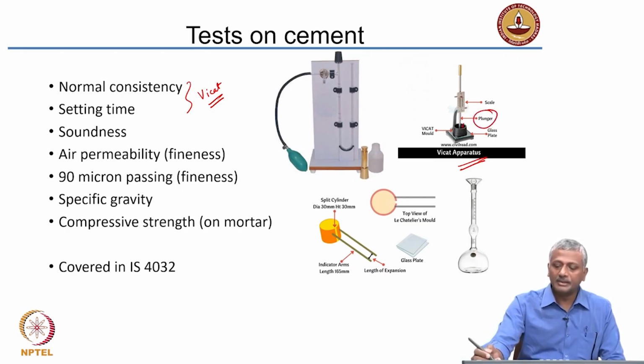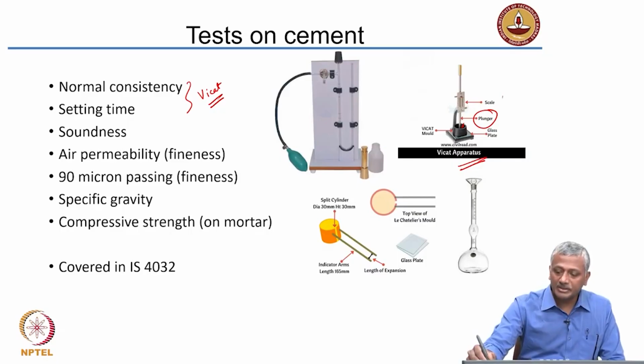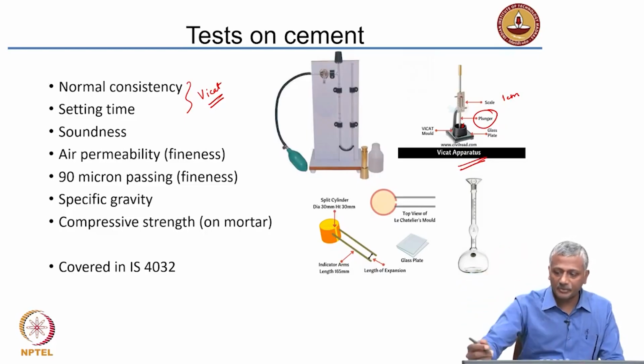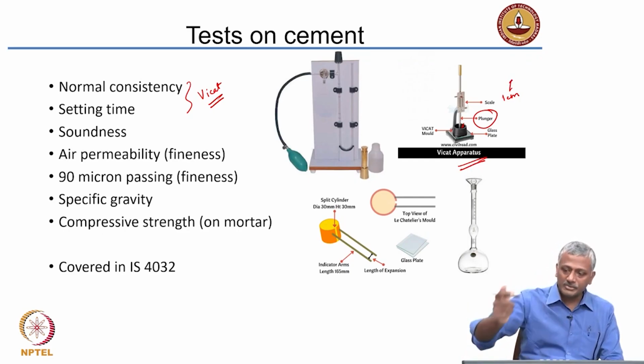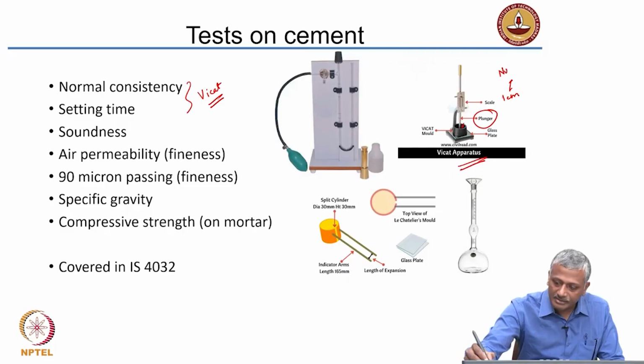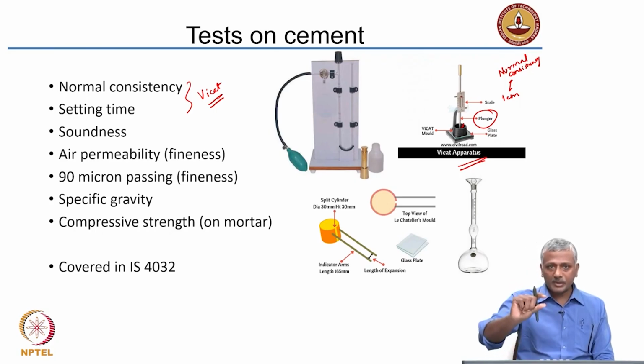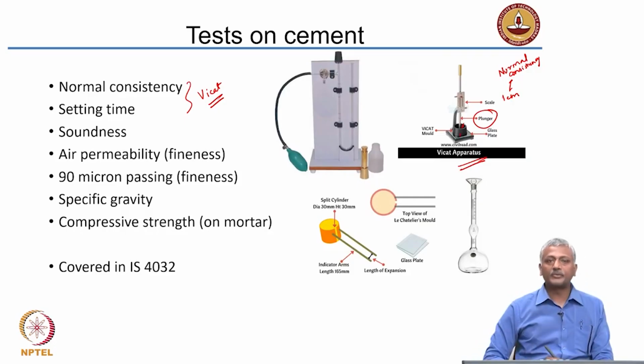Then you have a plunger of 1 centimeter, which is made to rest on the top of the cement paste and then dropped, and this plunger basically plunges into the cement paste. And when it is at a certain distance from the bottom, if it stops, it is called normal consistency. That 1 centimeter plunger is used for determining the normal consistency. The normal consistency is nothing but the water content at the point at which the plunger just comes to rest about 5 millimeters above the bottom of this mold here.